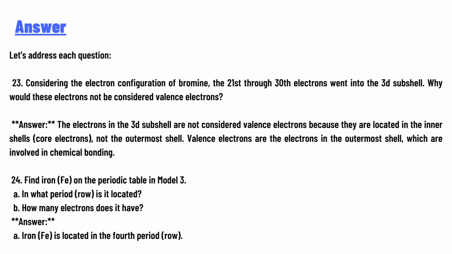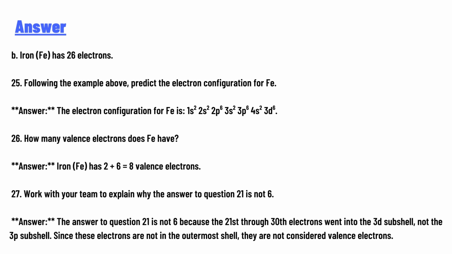24. Find iron on the periodic table in model 3a. A. In what period (row) is it located? B. How many electrons does it have? Answer: A. Iron is located in the 4th period. B. Iron has 26 electrons.